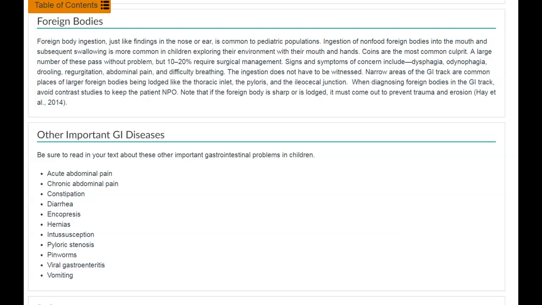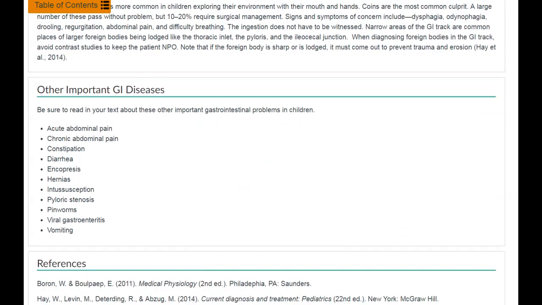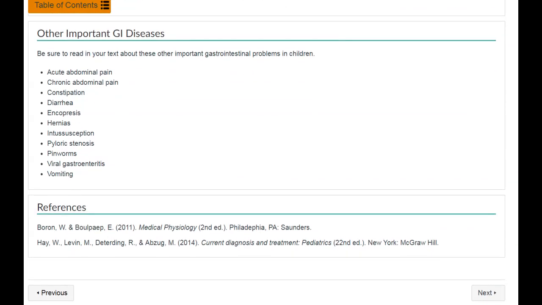Other important GI diseases, and they list a bunch to look up. This includes acute abdominal pain, chronic abdominal pain, constipation, diarrhea, encopresis, hernias, intussusception, pyloric stenosis, ringworms, viral gastroenteritis, and vomiting.